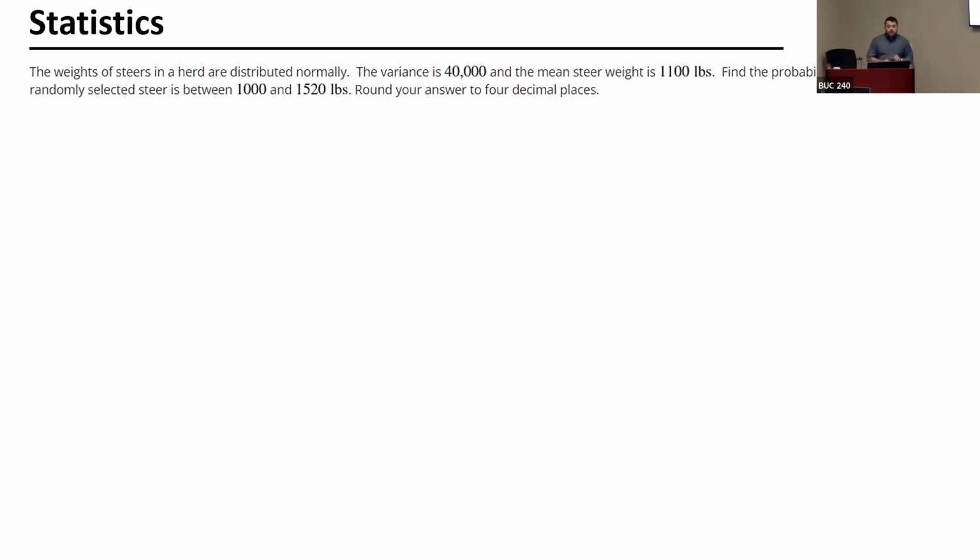The weights of steers in a herd are distributed normally. That is important. The variance is 40,000 and the mean steer weight is 1,100 pounds. Find the probability that the weight of a randomly selected steer is between 1,000 and 1,520. Notice the word between tells me what? That's going to be my lower. This right here is going to be my upper. I still would suggest drawing a picture just to make sure you're seeing what you're seeing. So we come in here, we put lower. We put upper.